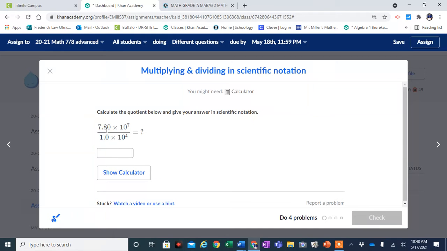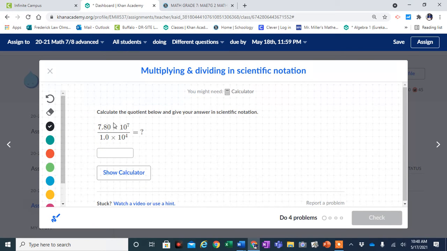Okay, so we have 7.80 times 10 to the 7th divided by 1 times 10 to the 4th. So remember, we can divide these two numbers. That gives us 7.8 times, and then we can divide these two numbers.